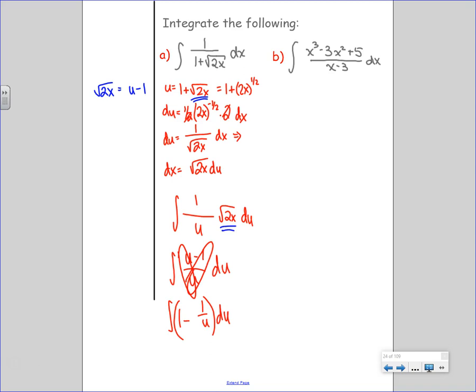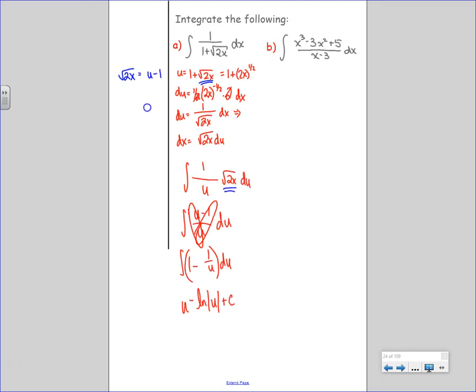So what's the integral of 1? You. What's the integral of 1 over u? It's kind of ugly. And then we end up with 1 plus the square root of 2x minus ln of 1 plus the square root of 2x.